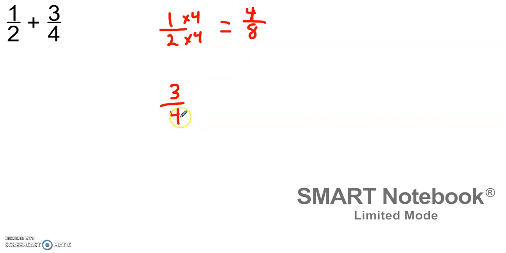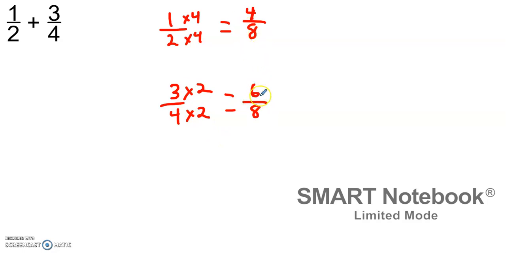And then on this one, the opposite denominator of this 4 is the 2. So if I multiply this denominator by 2, I need to multiply the numerator also by 2. And 3 times 2 is 6, and 4 times 2 is 8. So 3/4 is the same thing as 6/8.